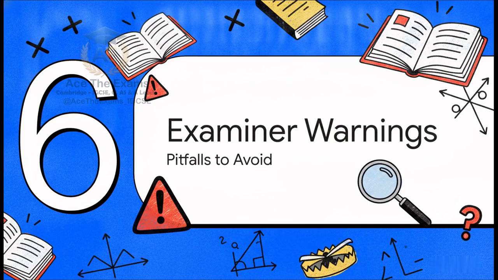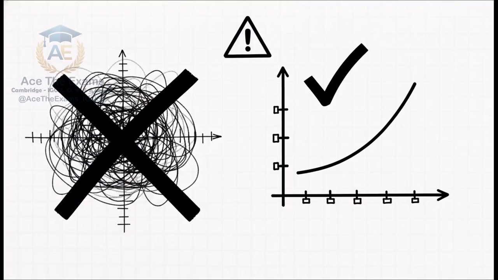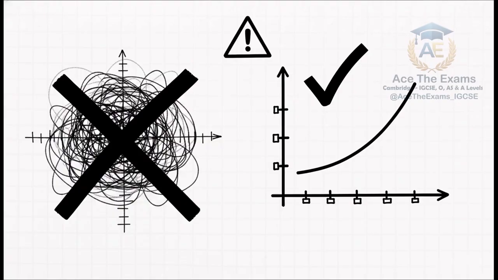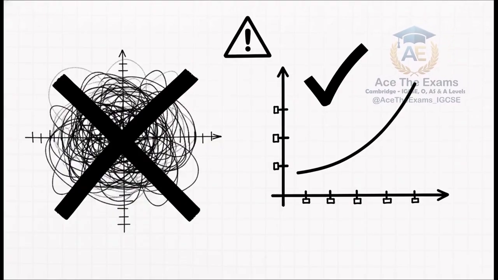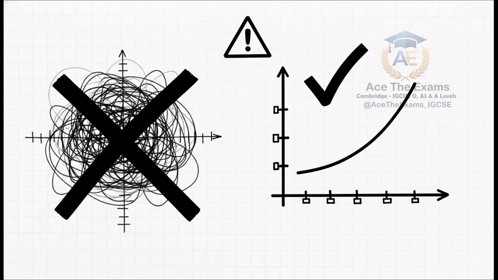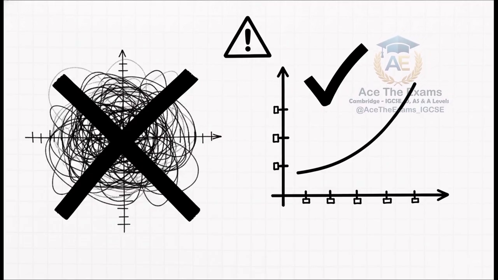We are now in Section 6, Examiner Warnings, Pitfalls to Avoid. Cambridge publishes principal examiner reports every single year. Most students never read them, but they are absolute gold mines of information. They literally tell you exactly what not to do. Let's look at the exact pitfalls you're going to avoid. Based on those reports, here are the top 3 reasons students lose incredibly easy marks on the 0606 exam for this specific topic. Mistake number 1, forgetting to include the proper format.